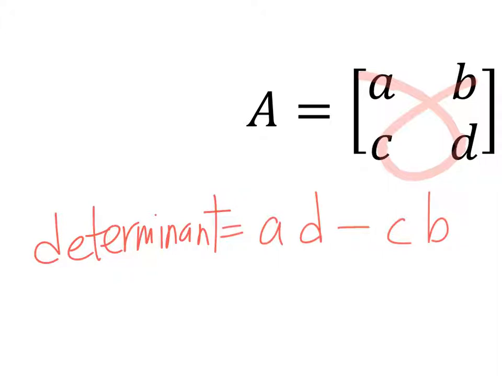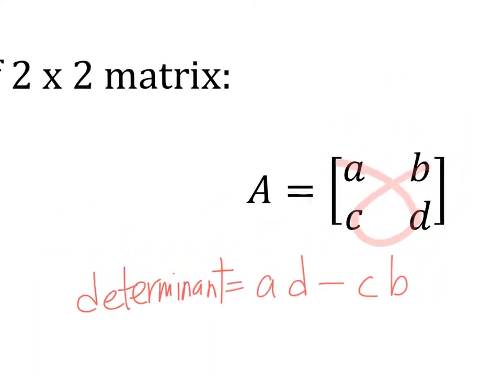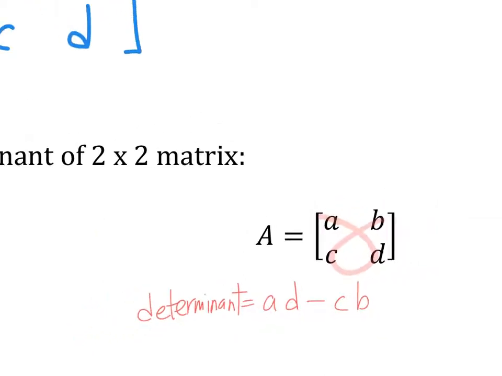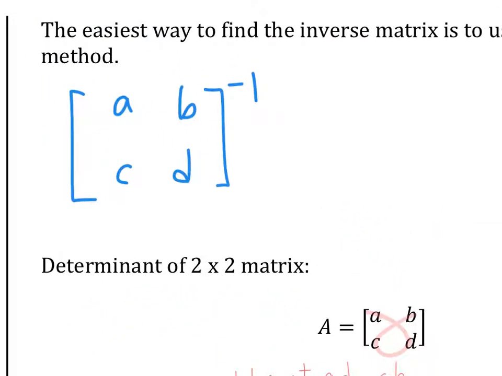The determinant of a matrix is just a specific number that's associated with that matrix. For a 2 by 2, you do this backwards ribbon, AD minus CB. We need this determinant to find the inverse matrix. The formula for an inverse matrix is 1 over the determinant, which you find by AD minus CB.